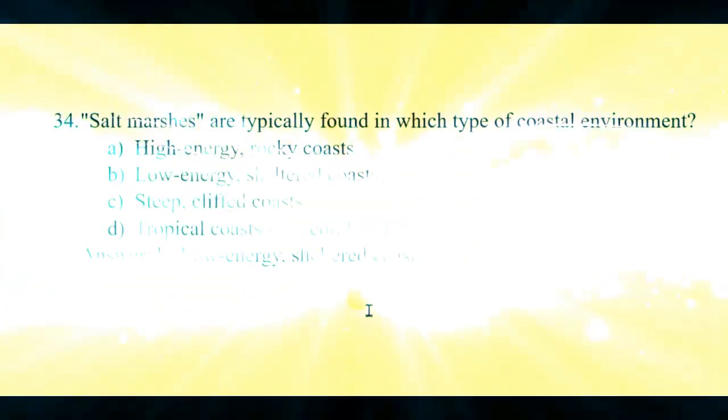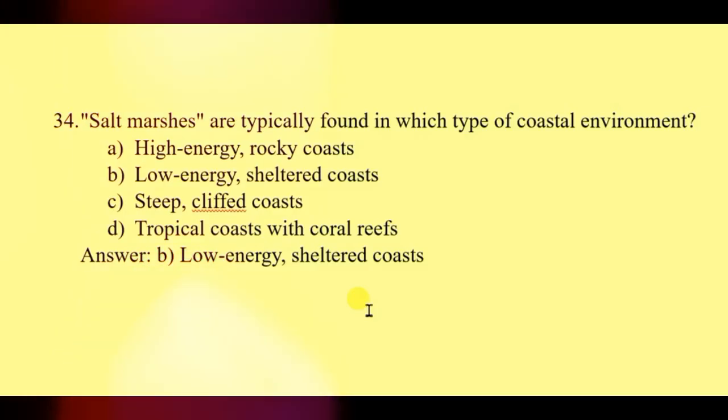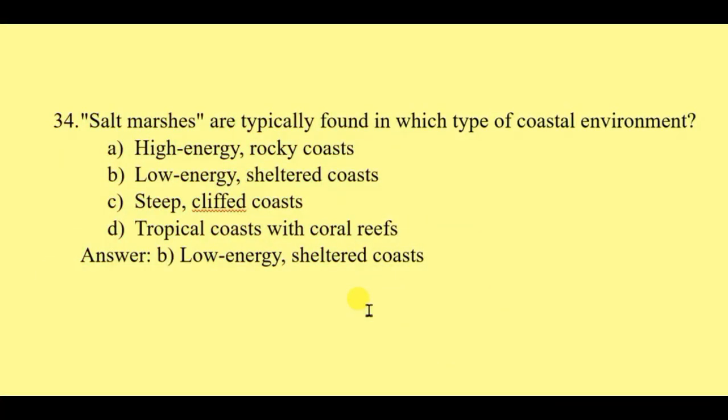Question 34. Salt marshes are typically found in which type of coastal environment? High energy, rocky coasts, low energy, sheltered coasts, steep cliffed coasts, tropical coasts with coral reefs. Here the correct answer will be low energy, sheltered coasts.